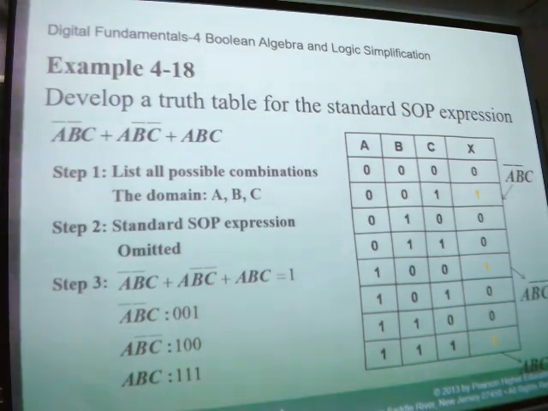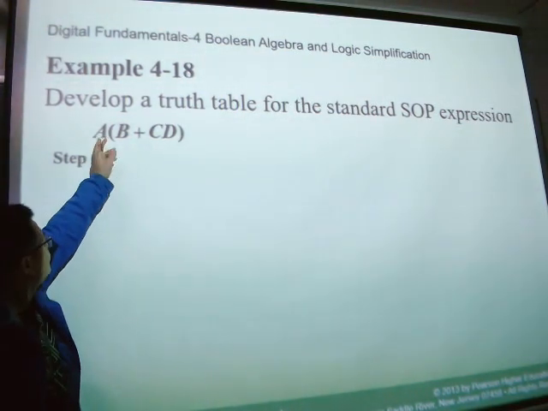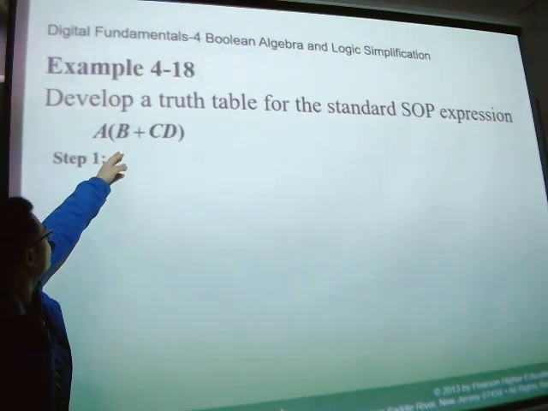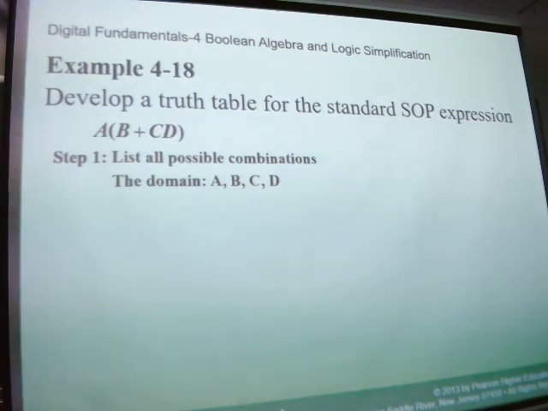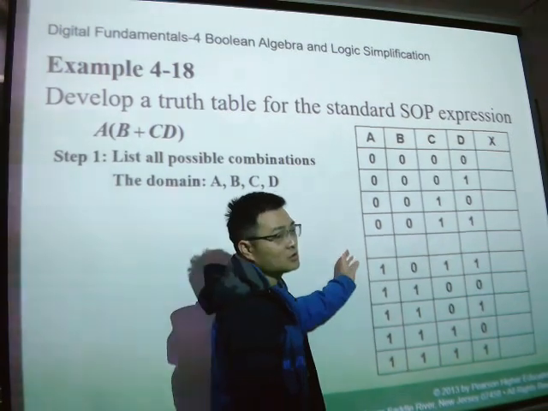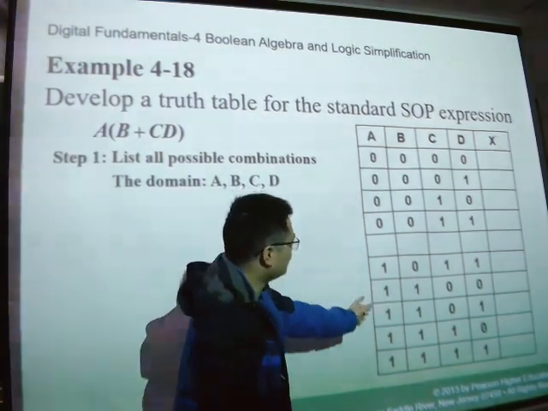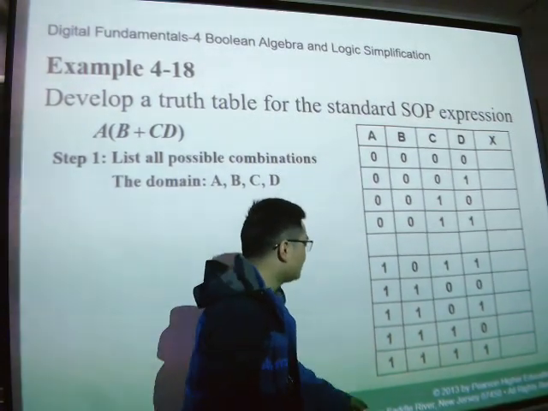So, if we want to develop a truth table for the standard SOP expression A and B plus C plus CD plus CD, first step we must list all possible combinations of A, B, C, D. So there are 16 combinations. 2 to the 4th is 16.